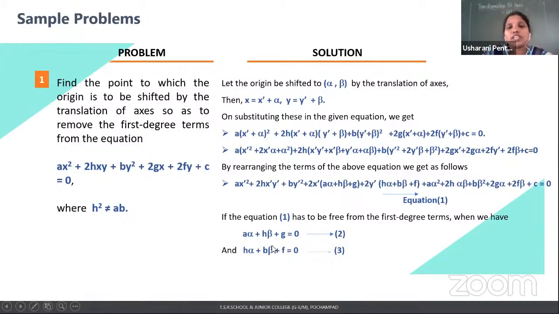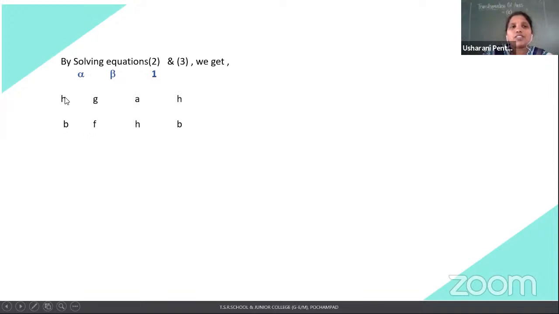And by solving these two equations, equation 2 and equation 3, we'll get alpha, beta and 1. Here we need to consider the coefficients of beta, that is h and b. Here we need to consider the constant terms, that is g and f, and the coefficients of alpha, that is a and h, and again the coefficients of beta, that is h and b. Now we need to find the alpha, beta and one values.